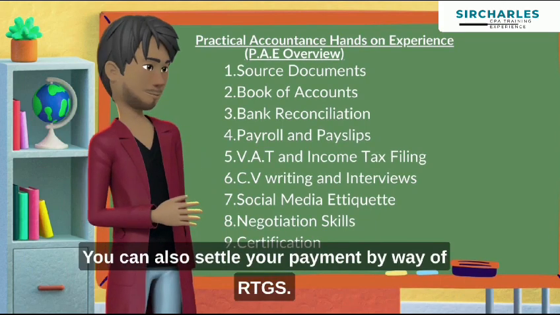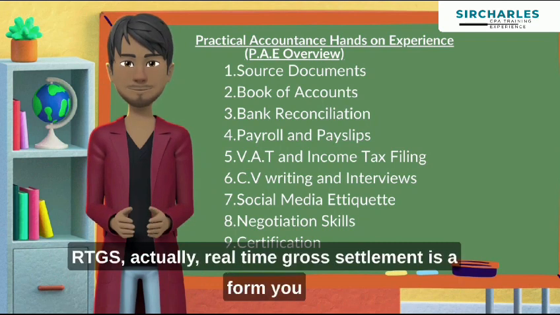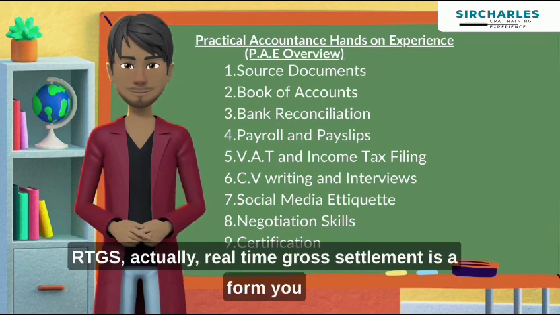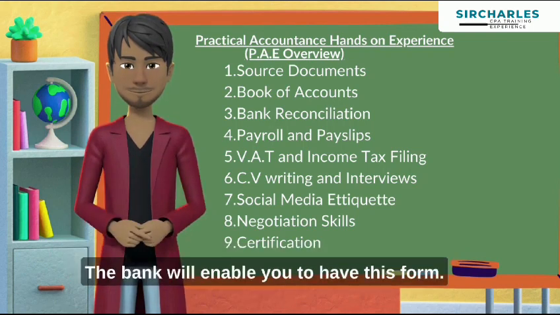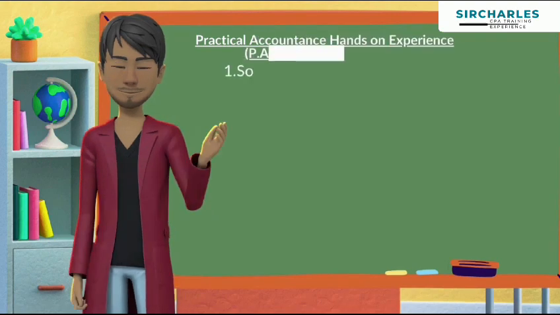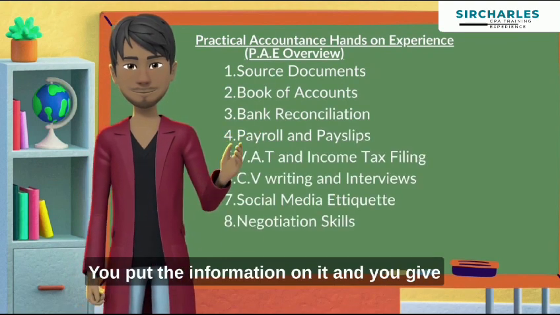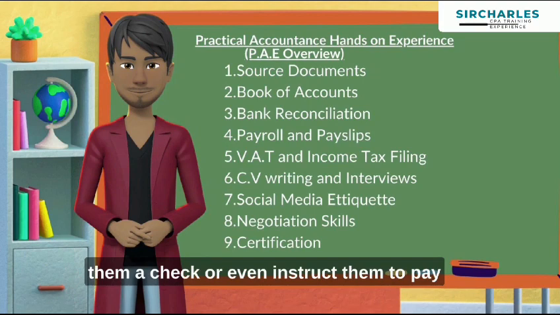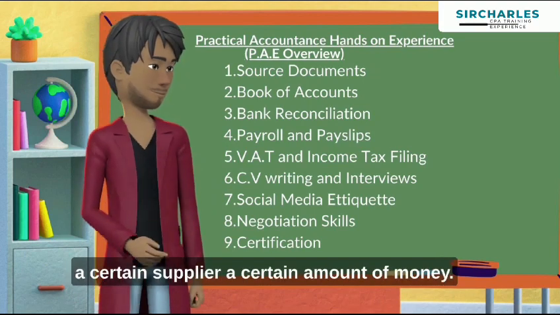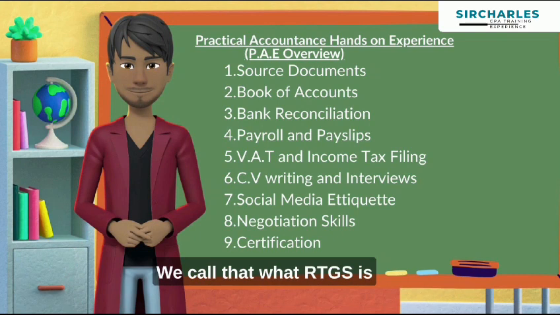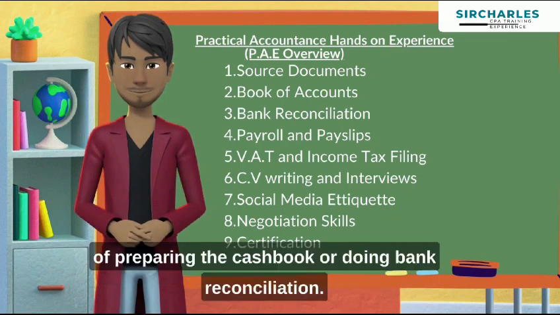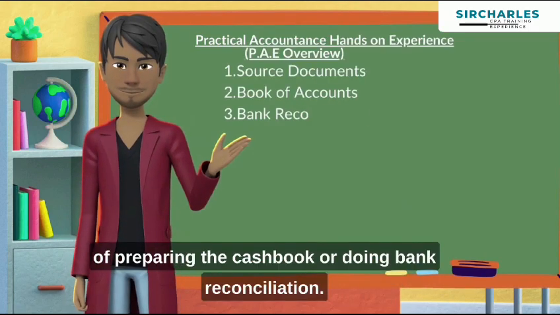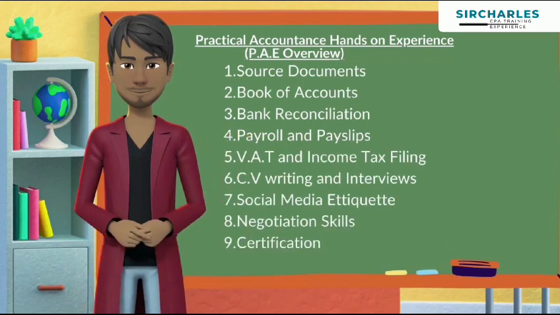You can also settle your payment by way of RTGS. RTGS is called real-time gross settlement. It's a form you fill whenever you are transacting through the bank. The bank will enable you to have this form. You put the information on it and you give them a check or even instruct them to pay a certain supplier a certain amount of money. We call that one RTGS. It's one of the evidences of transactions, and it can also be very useful in preparing the cash book or doing bank reconciliation.